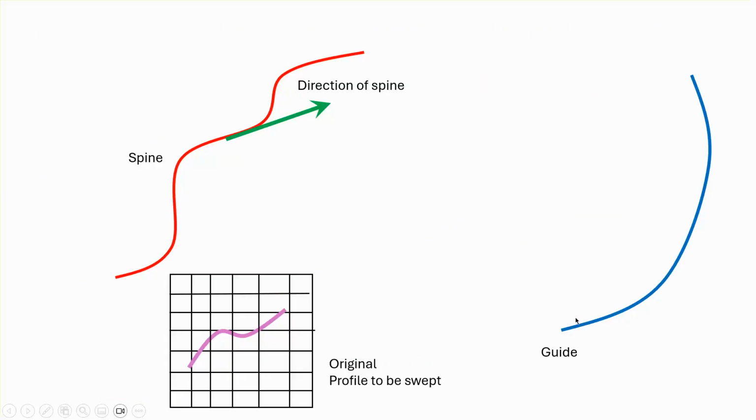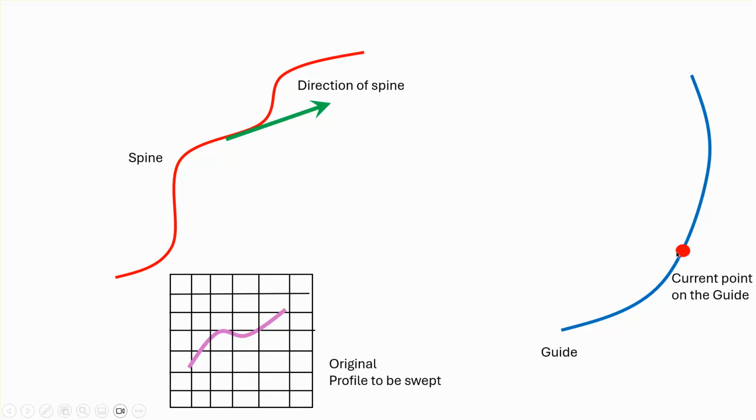Now, in a nutshell, this is my 2 cents of what's going on here. So you have a profile here, you have a guide, and you have a spine. At every point on the spine, there is a normal to it, okay? And essentially, this original profile is somehow placed on that normal plane as you move the point along this path.